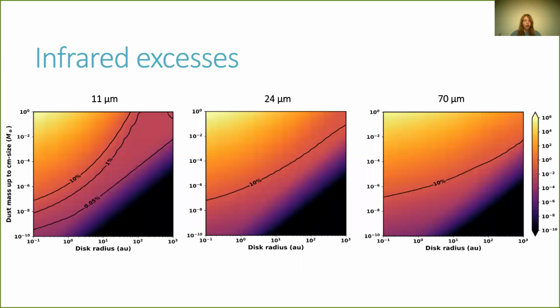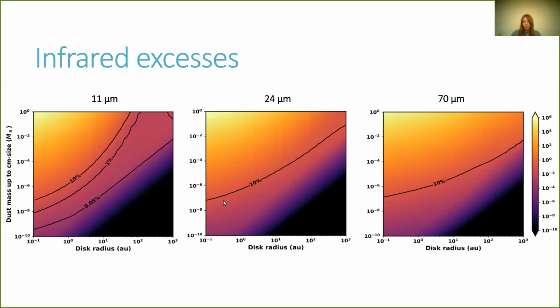So here I've shown the fractional excess at 11, 24, and 70 micron for different masses of the outer planetesimal belt and different radii of the belt from the star. So as you can see, we get the brightest excesses for belts which are very close to the star and have very high masses. And I've also shown here some detection limits.